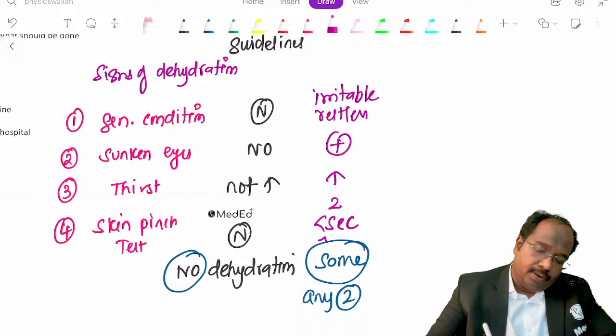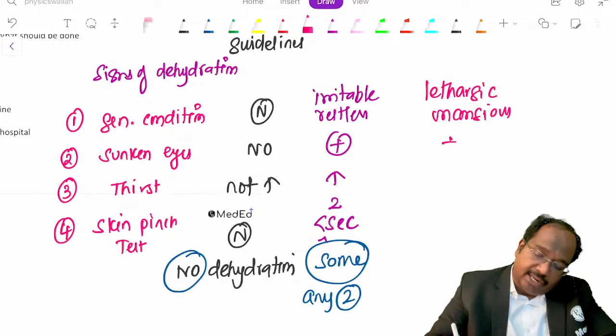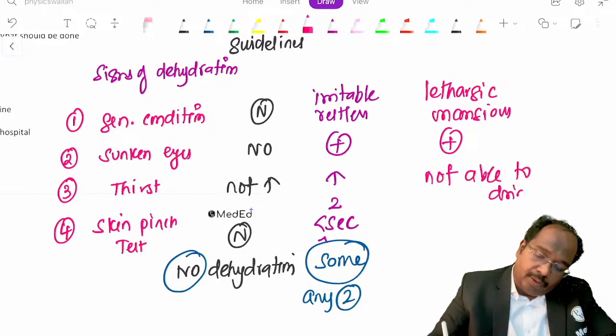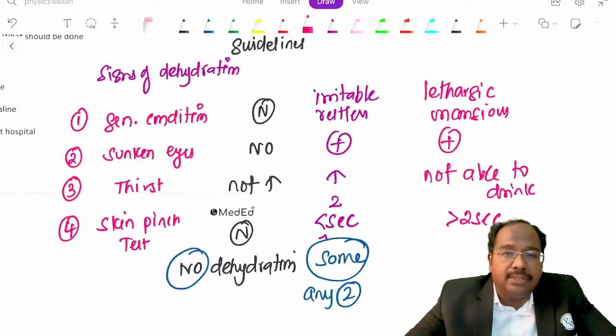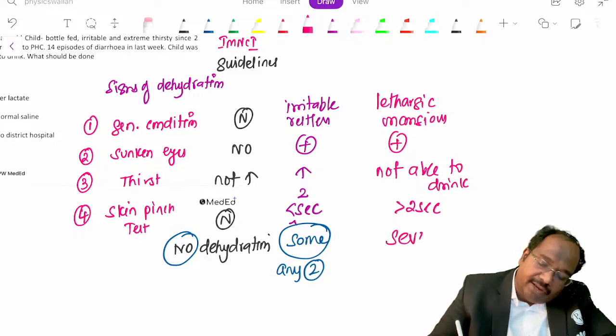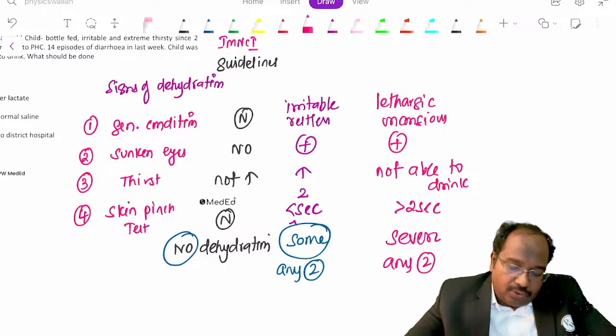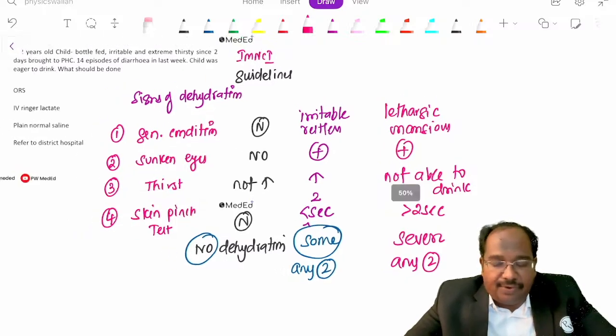The third one is the baby is lethargic and unconscious. Sunken eyes present. Not able to drink. The skin pinch takes more than 2 seconds. Okay, fine. What is this? We call this severe dehydration. If any 2 are there, that is also fine. So: no dehydration, some dehydration, severe dehydration.